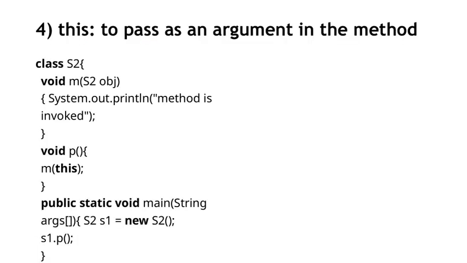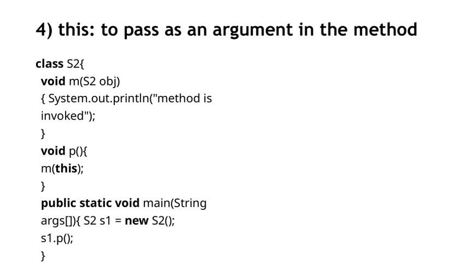So in this slide, we're looking at how to pass an object as an argument in a method. Here, we have a class S2 with a method named m that takes an object of type S2 as a parameter. This is a common technique in Java to enable objects to interact with each other or perform operations based on other objects. Notice that inside the method p, we're calling m(this). The keyword this refers to the current instance of the class. So by passing this to the method m, we're essentially passing the current object itself as an argument. This pattern is very useful because it allows a method to work with or manipulate the object that called it.